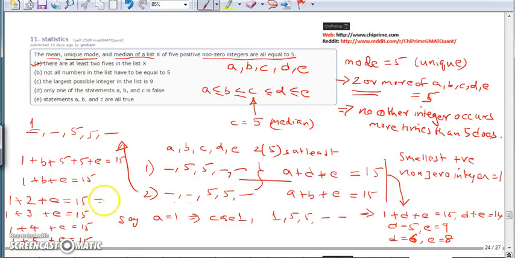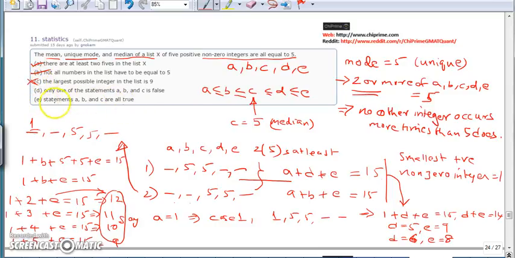So in the first case, we get E equal to 15 minus 3, which is 12. Second case, we get E equal to 15 minus 4, which is 11, then 10, and then 9, right? So the largest value that you can have for E is 12. It's not 9. So yes, not all numbers in the list have to be equal to 5, so B is true. The largest possible integer in the list is 9. Unfortunately, that is not true, so C is false.